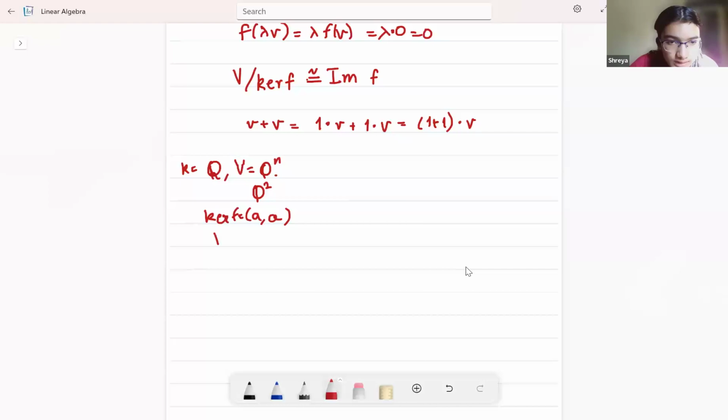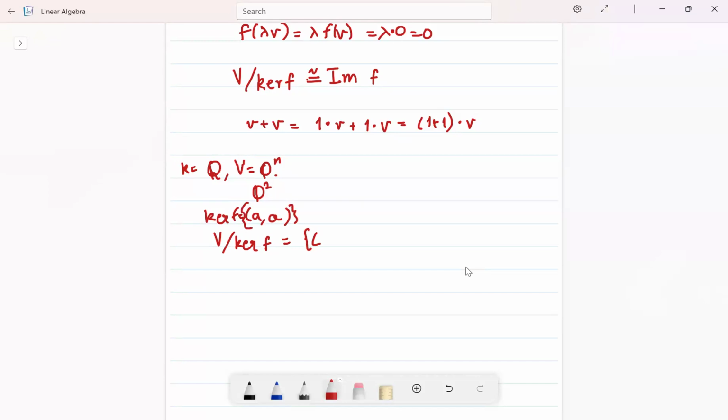Okay, so now what is V mod kernel? One example could be any element in V plus this set. Is the vector space Q square or Q to the power n? No, Q square. I'm just saying that Q to the power n in general is a vector space. We are working with this.